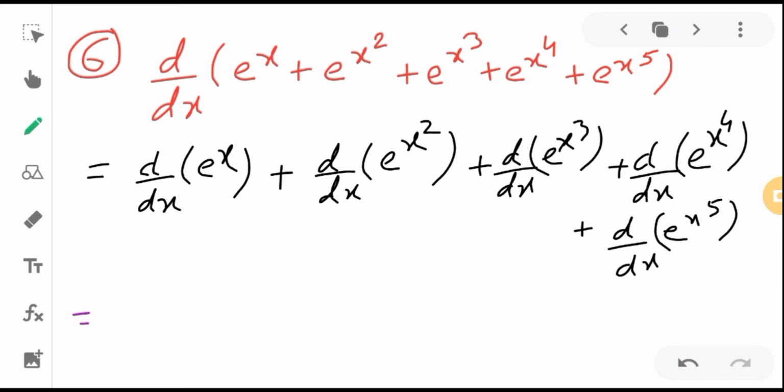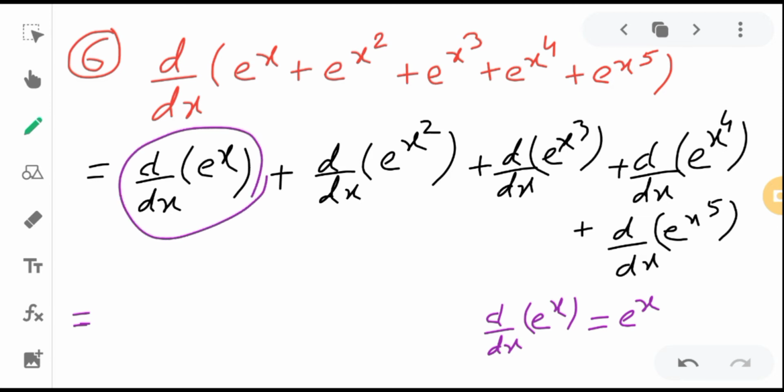So we'll use the formula here. One formula you know is that the derivative of e to the power x is e to the power x, correct? So the first derivative is very simple. The derivative of e to the power x is e to the power x. Okay, so this is done.